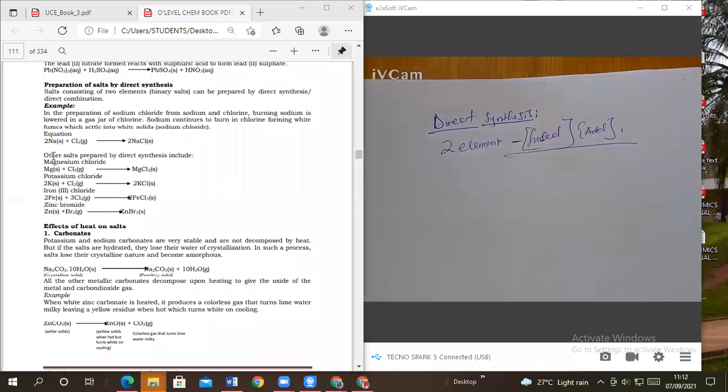So other salts include this: magnesium chloride, potassium chloride, iron 3 chloride. You can just get them and fuse them together. Pass a metal on the gas, you will get a salt.